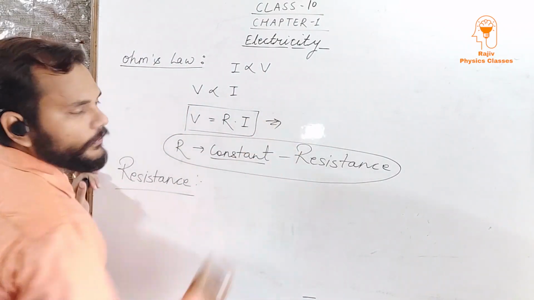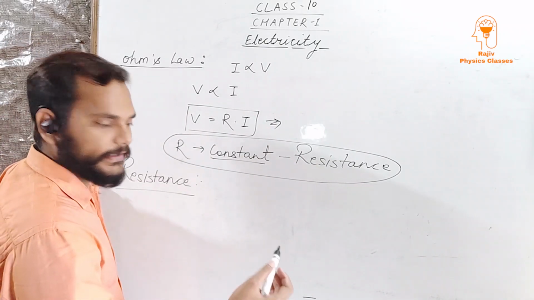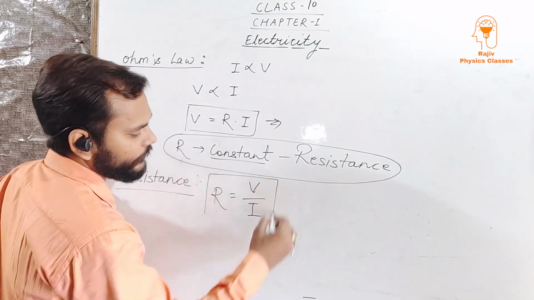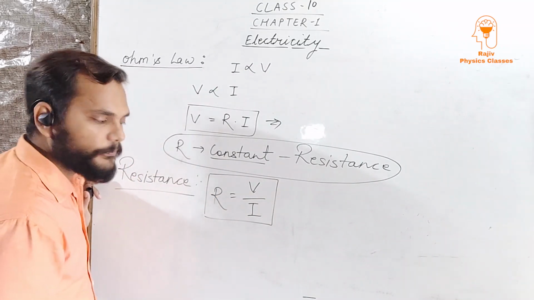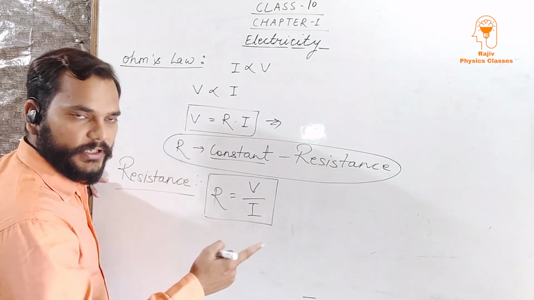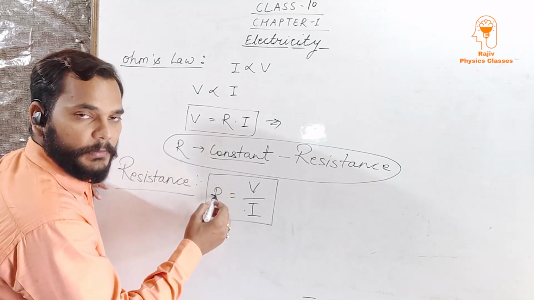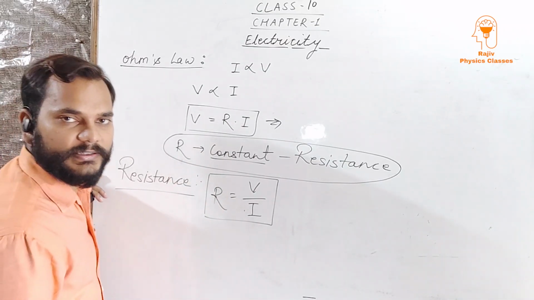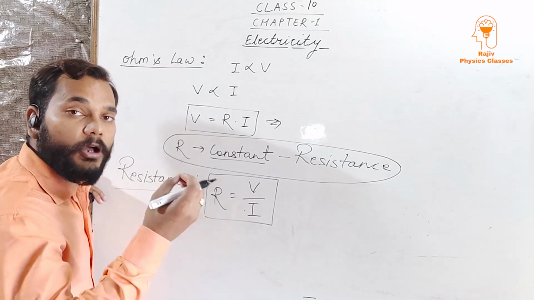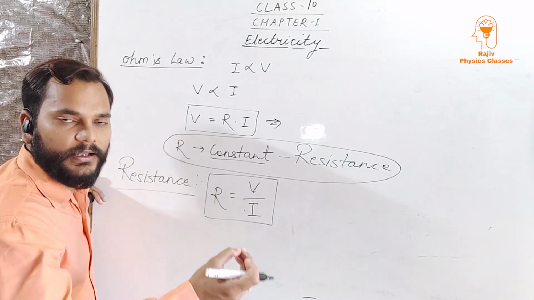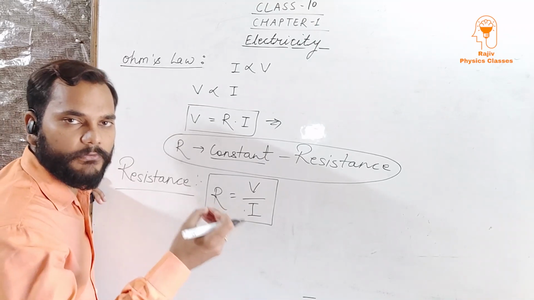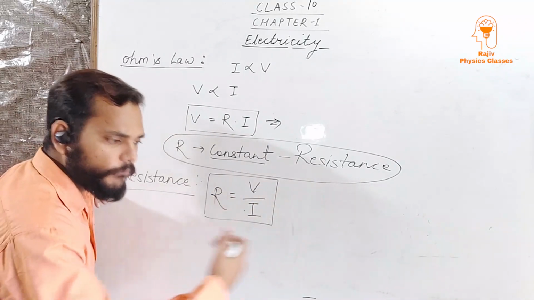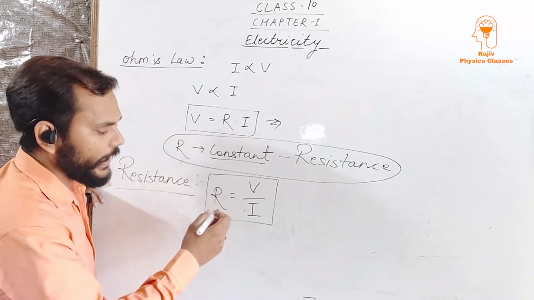From here, if I write the formula, mathematically what is the formula of resistance? That is R equals V upon I. This relation shows that current is inversely proportional to the resistance. So this is the mathematical formula of resistance, and the definition is: it is the property of a conductor due to which it opposes the flow of current through it. Whatever factor opposes the flow of current in a wire, that property is known as resistance.